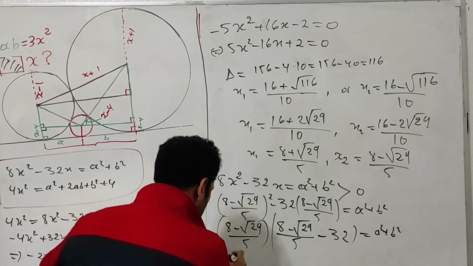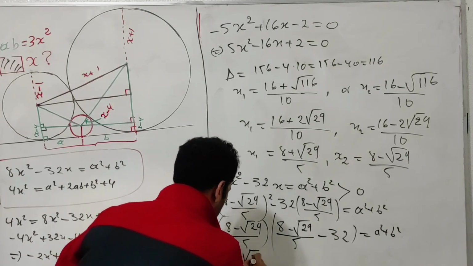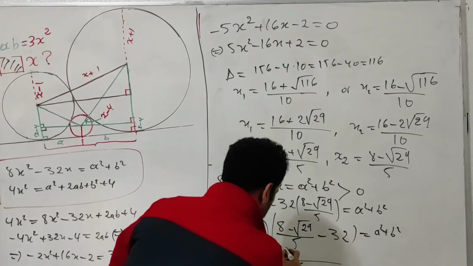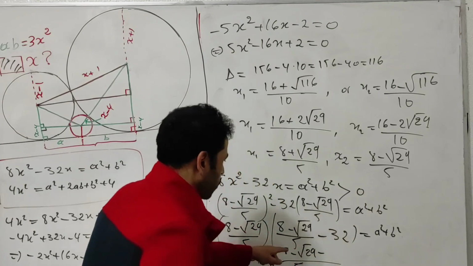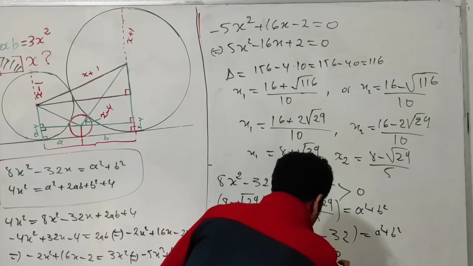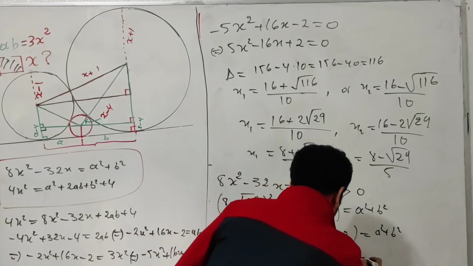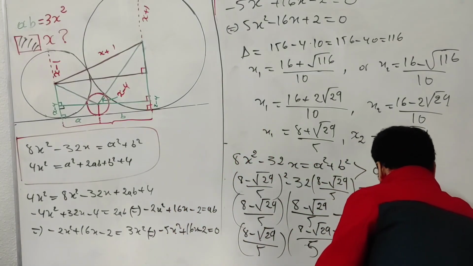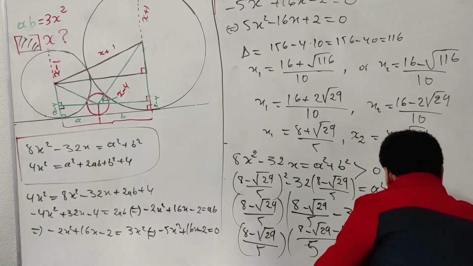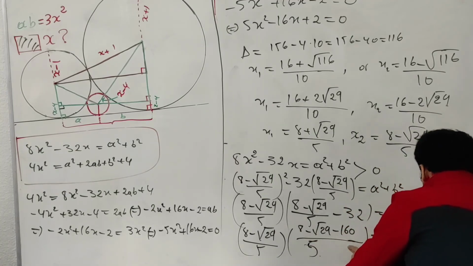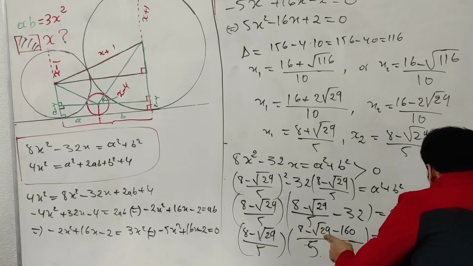Okay, so we'll have minus 8 square root of 29 over 5. I'm going to simplify this one. I will have 8 minus square root of 29. 5 multiplied by 32, I get 160. Okay, equal to this number here. I will take the minus sign outside of this one. I will get minus multiplied by 8 minus square root of 29 over 5 multiplied by 160 plus square root of 29 minus 8 over 5.